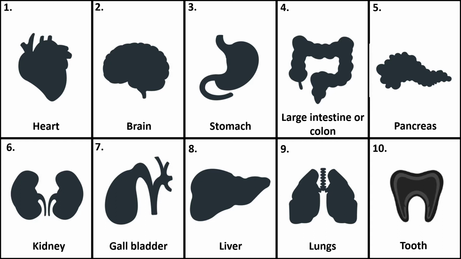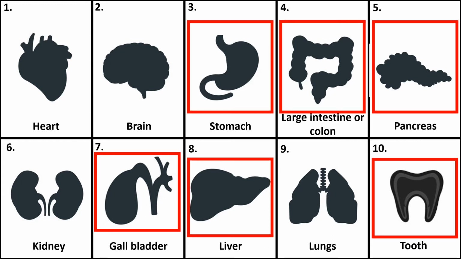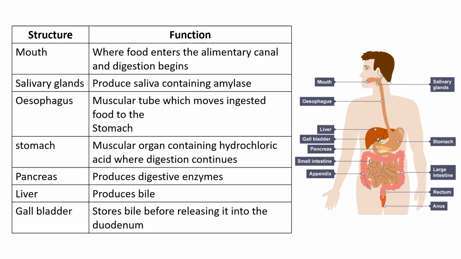What you then have to do is identify which of them are part of the digestive system, and all of these now highlighted in red are part of the digestive system. There are other organs in the digestive system, and we're going to have a look at the structure now. The digestive system can basically be separated into two sections, the digesting part and the absorbing part.